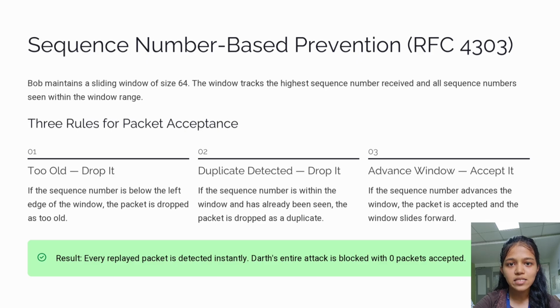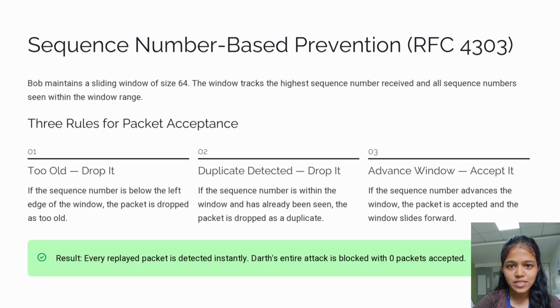During the demo, Alice sends normal banking commands like login, transfer, and logout. Darth captures all of them silently. Later, he replays the exact same packets. Vulnerable Bob accepts every replayed packet, showing the attack succeeds. But when we switch to Secure Bob, every replayed packet is rejected with replay detected.